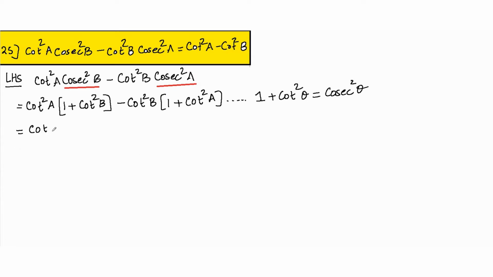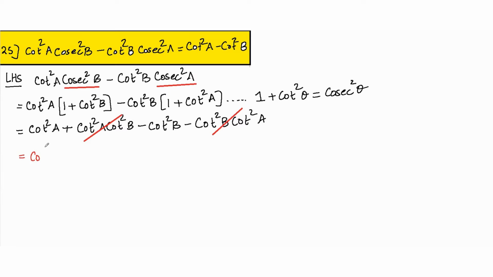This becomes cot square A plus cot square A into cot square B is cot square A cot square B, minus cot square B into 1 is minus cot square B, and minus cot square B minus cot square A is minus cot square B cot square A. So now you will notice that cot square A cot square B terms cancel. So these two terms cancel. And the final answer that I get is cot square A minus cot square B, which is the RHS, right?